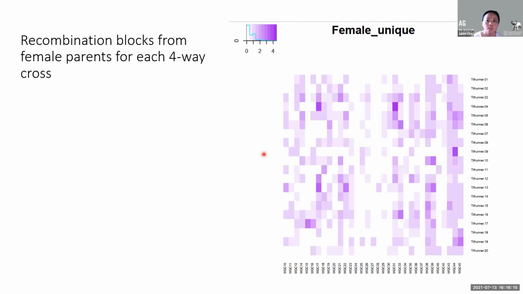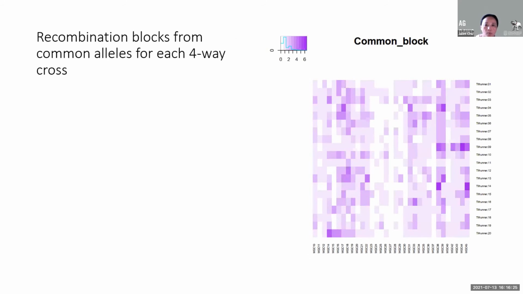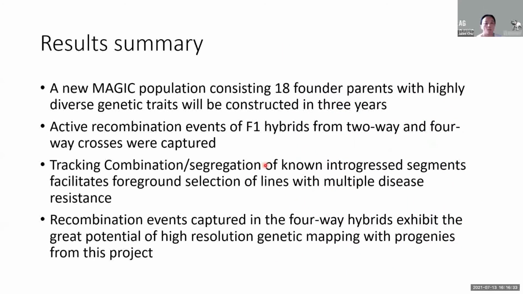Okay, thank you. Here is the heat map of the recombinant blocks from female-specific unique alleles, the male unique alleles, and the common blocks. When we add them together, this is the total number of recombinant events that can be counted in this way for the four-way F1 cross.